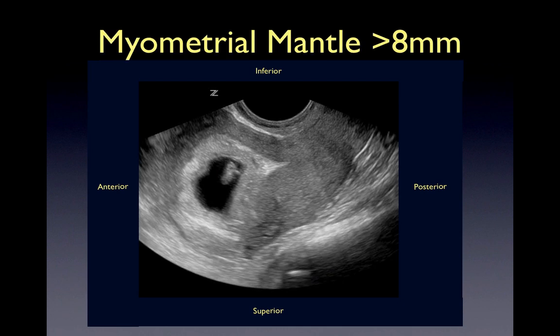Keep in mind you always want at least 8 millimeters of endomyometrium surrounding the gestational sac. If there is less than 8 millimeters, consider that the pregnancy could be ectopically implanted within the uterus.